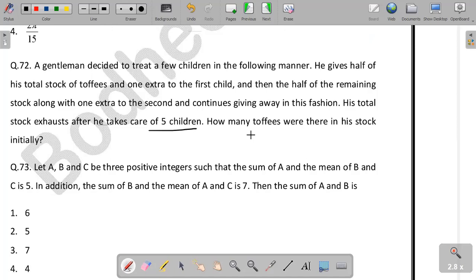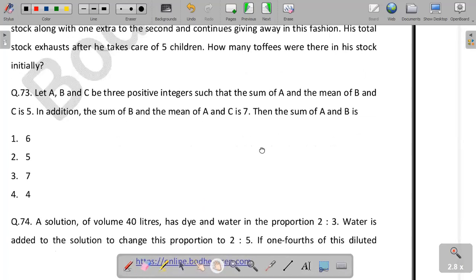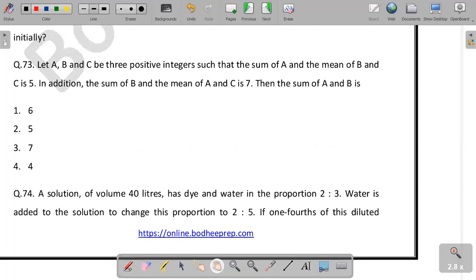Okay, so 1 and 2. 2 plus 1, 3, double, and 7, 14, 62. 1, 2, 3, 4, 5. So total stock is 62. You can also check it out by hit and trial, by the forward approach. I use the backward approach.